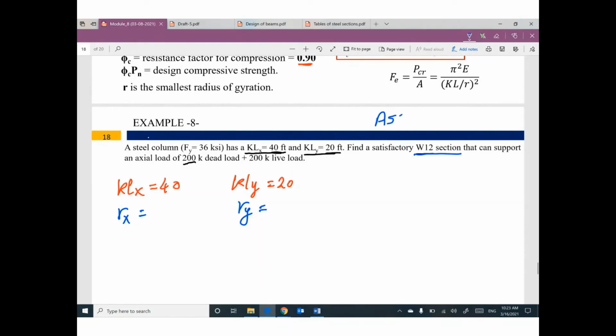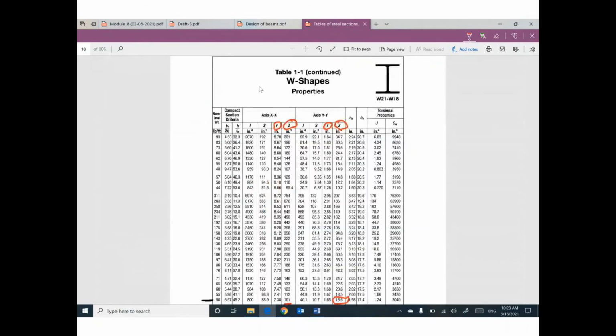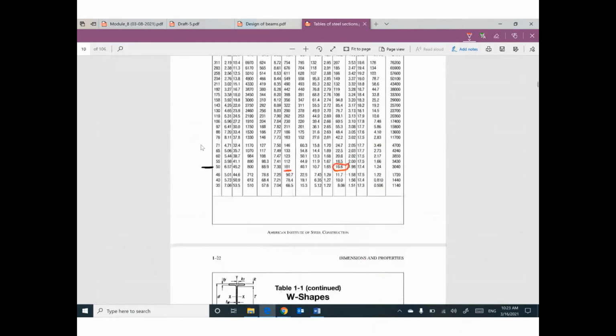Okay, go ahead and assume a column. Please, you don't have full choice or full freedom to choose any cross section. We need to choose W12 times something, because the problem said this. We need to select a cross section W12 times something. So I will open the table and search for W12.